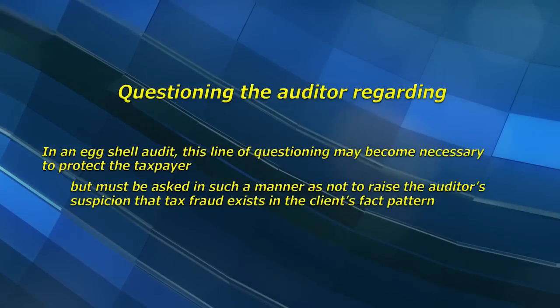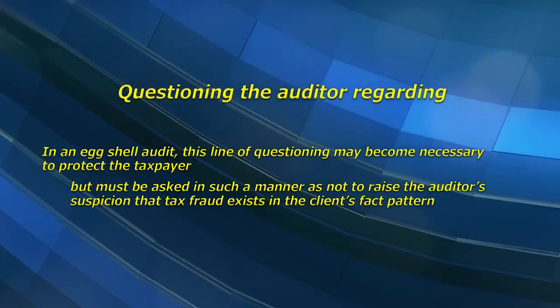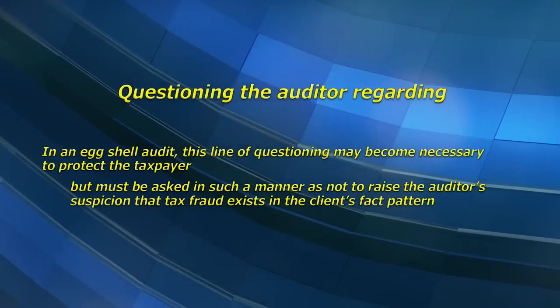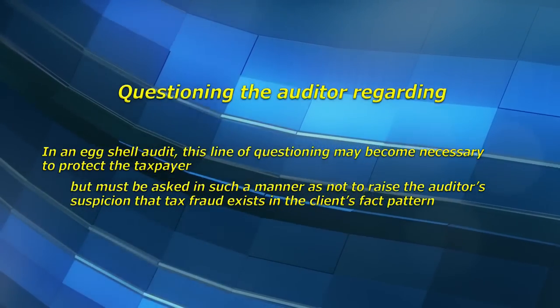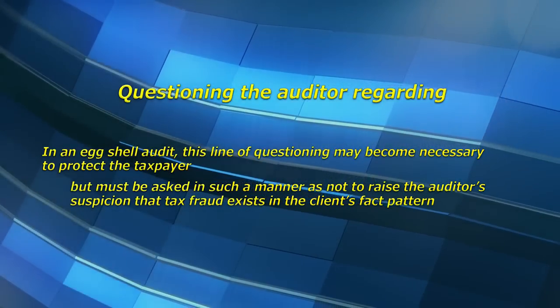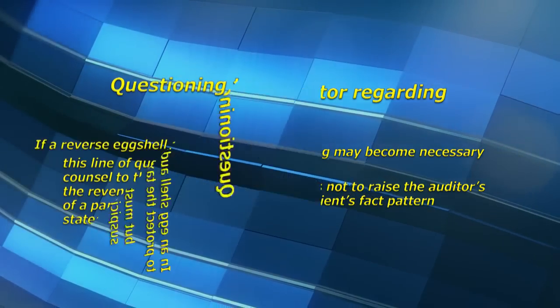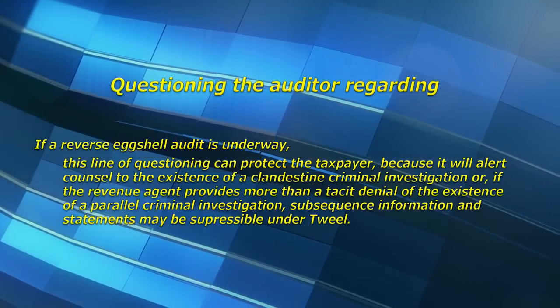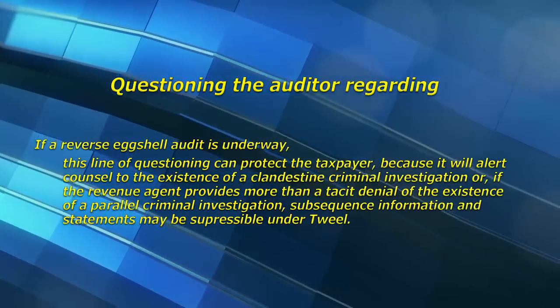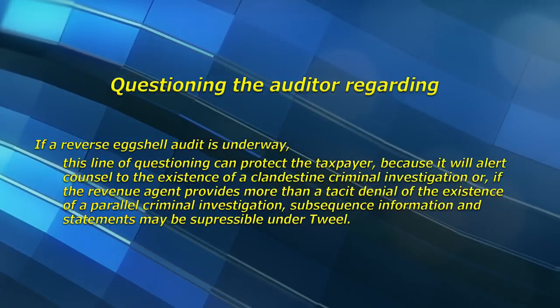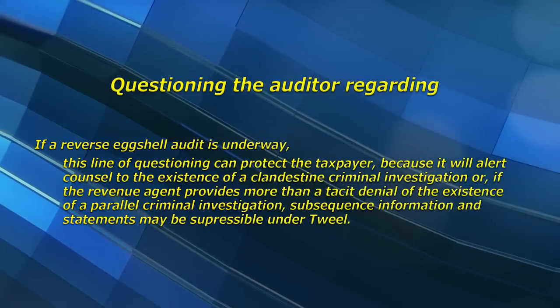Each of these questions achieves a different objective in an eggshell audit versus a reverse eggshell audit. In an eggshell audit, this line of questioning becomes necessary to protect the taxpayer, but must be asked in such a manner as to not raise the auditor's suspicion that fraud exists in the client's fact pattern. If a reverse eggshell audit is underway, this line of questioning can protect the taxpayer because it will alert the counsel to the existence of a clandestine criminal tax investigation.